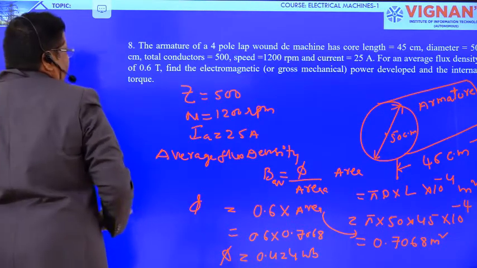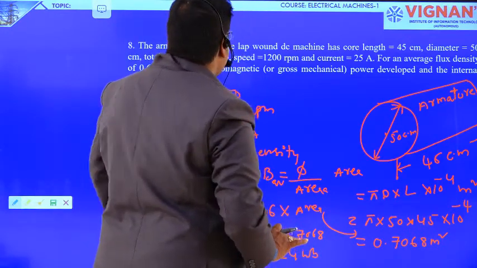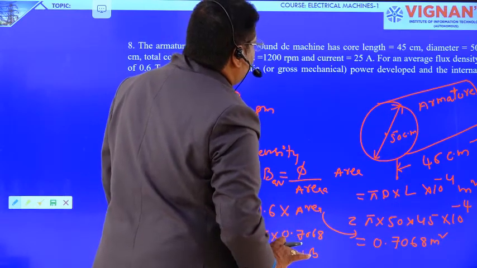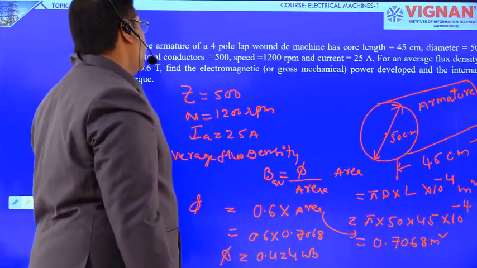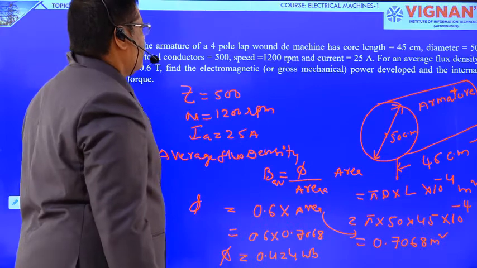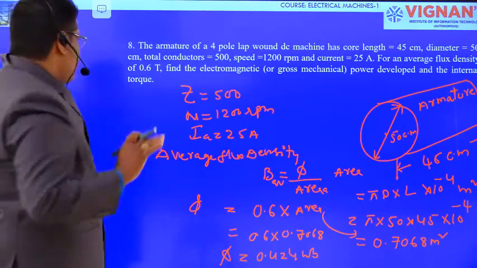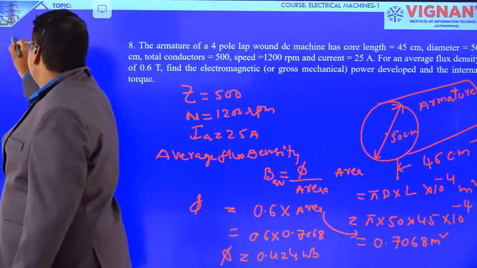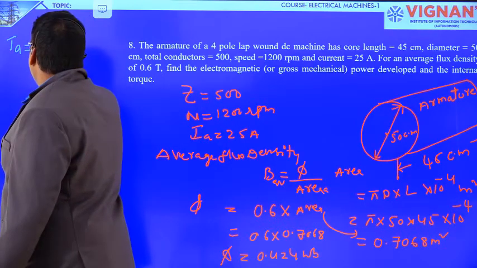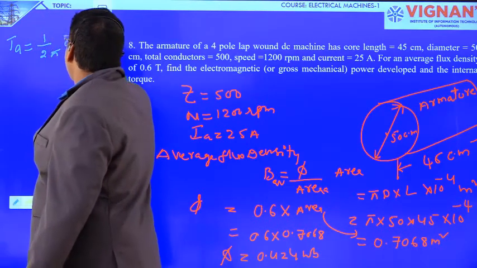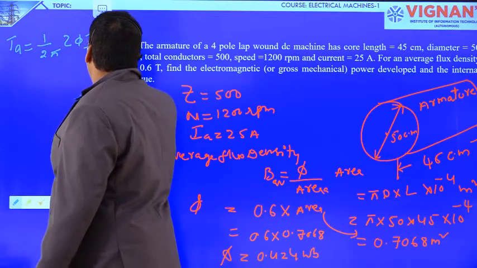Now we have to find the electromagnetic power developed and internal torque. So first we are finding the internal torque. Internal torque is nothing but armature torque. In case of a DC motor, the armature torque has a direct formula, that is 1 by 2 pi Z phi Ia into P by A. This is one derivation, the torque developed in a DC motor.